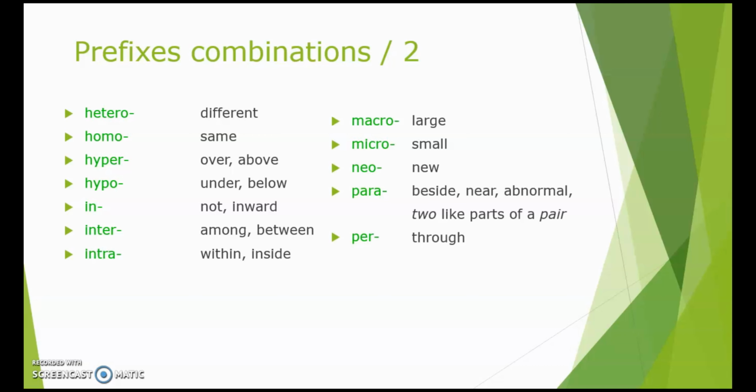Inter, among, in between, okay? International, for instance, right? Intra, within, inside. As an example, outside of medical terms, internet as opposed to intranet. Macro, large. Micro, small. Neo, new. Para, beside, near, abnormal. Two, like parts of a pair, similar etymological connection, right? Per, through.